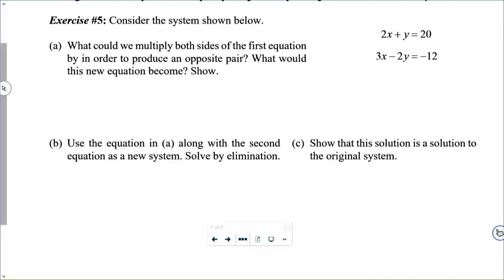Let's take a look. Consider the system shown below. 2x plus y equals 20, and 3x minus 2y is equal to negative 12. Letter A. What could we multiply both sides of the first equation by in order to produce an opposite pair? What would this new equation become?